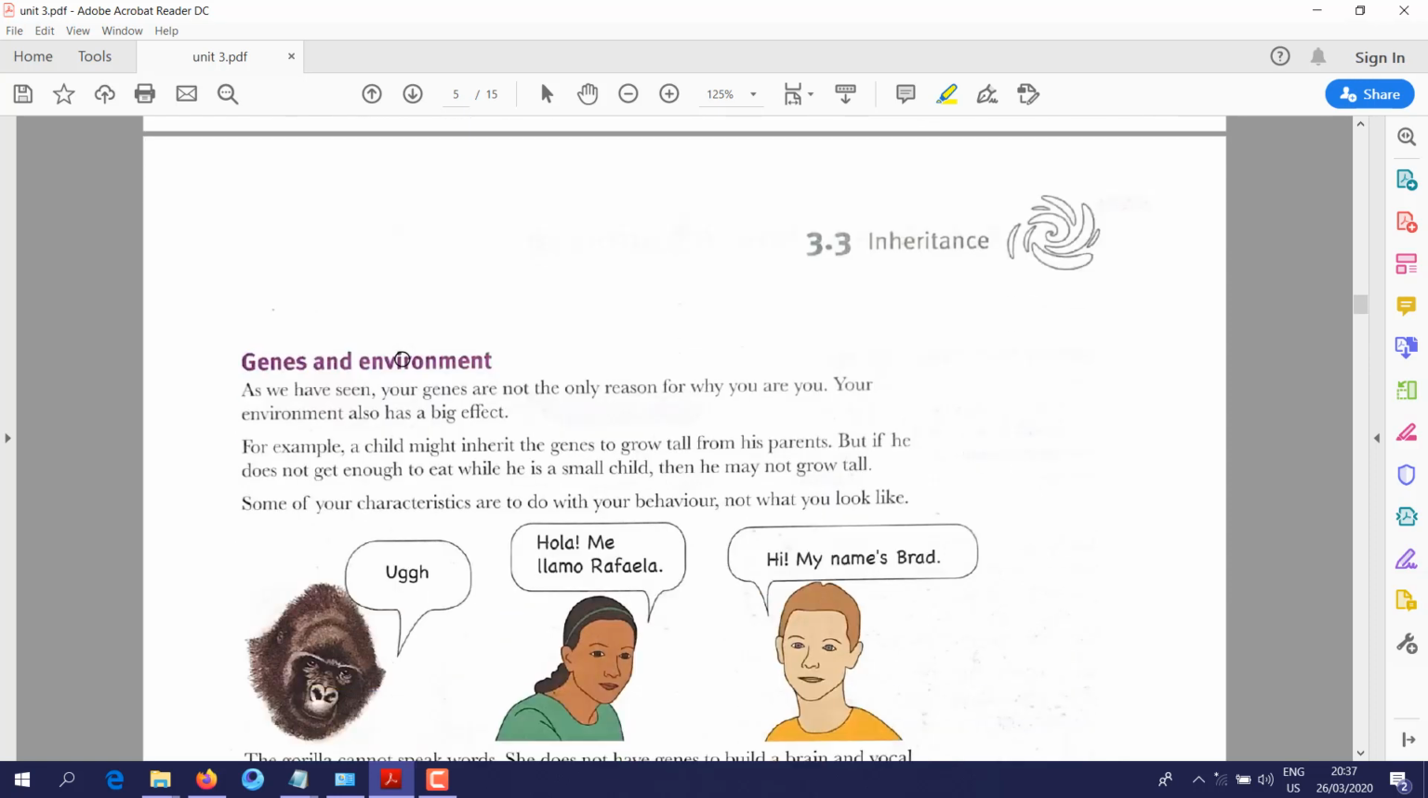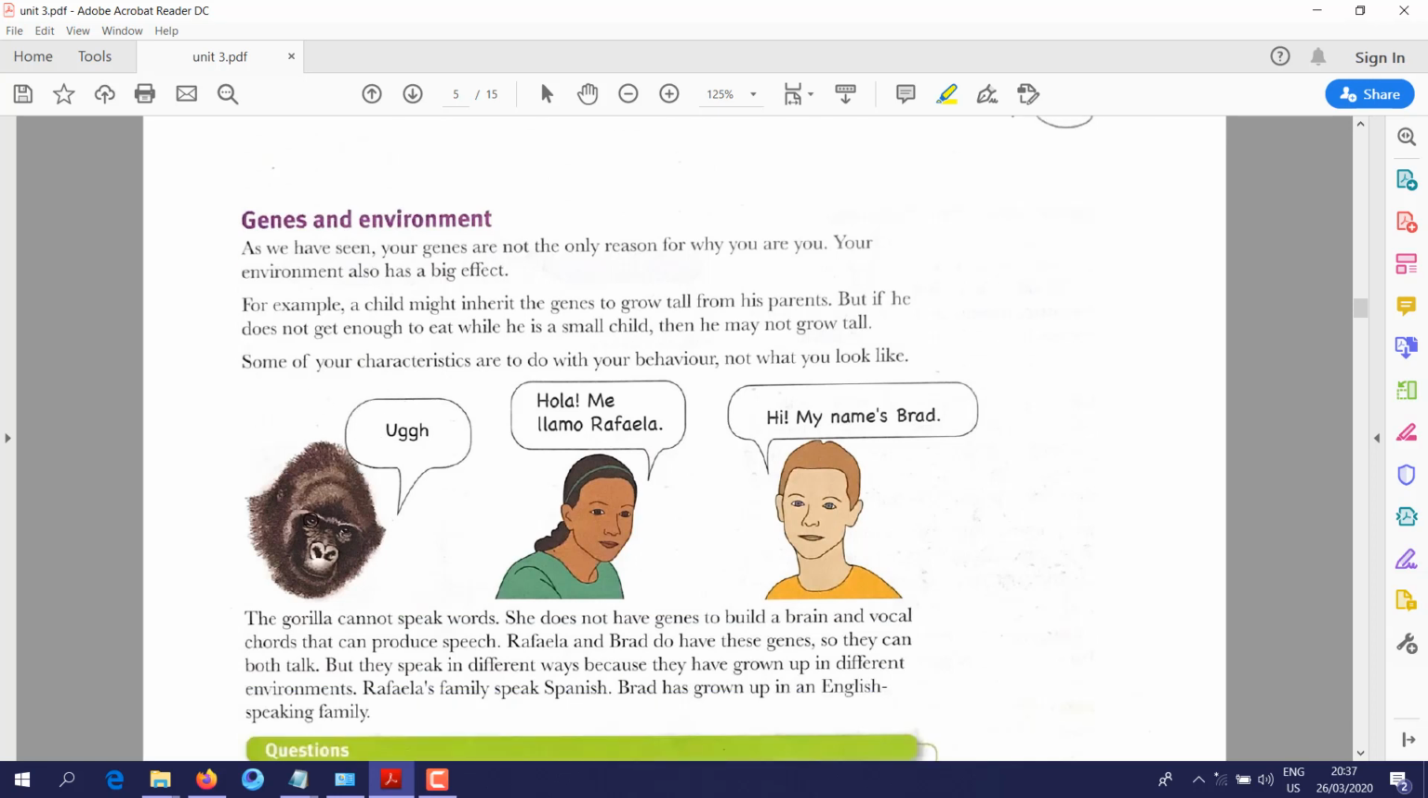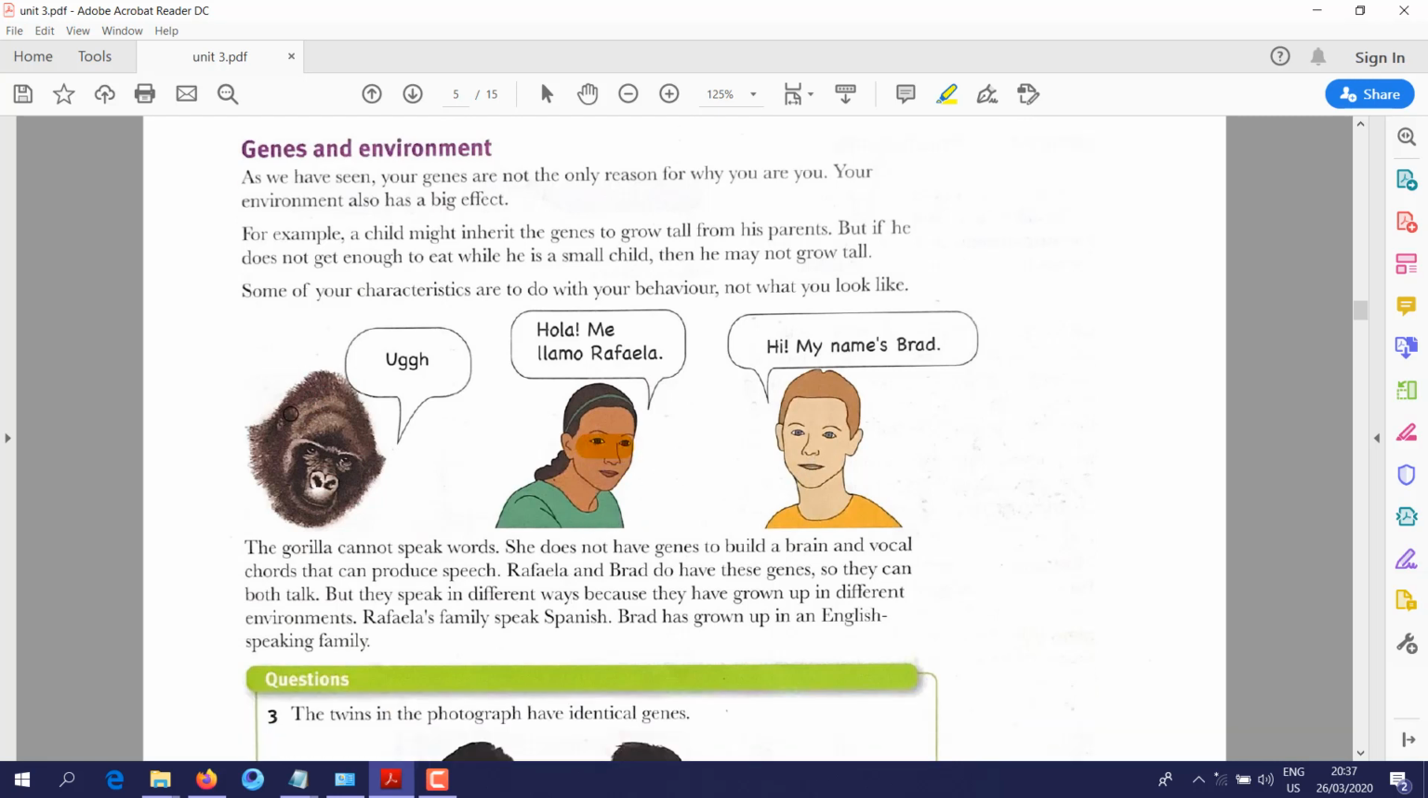Genes and environment. In genes and environment here, we have three examples: gorilla, girl, boy. Now the gorilla cannot speak words. Why? The reason behind this is that she does not have genes to build a brain and vocal cords that produce speech. But if you look at these two, this girl and boy, both of them can talk, they can speak. Why? They have genes that are responsible for making vocal cords that make them talk.